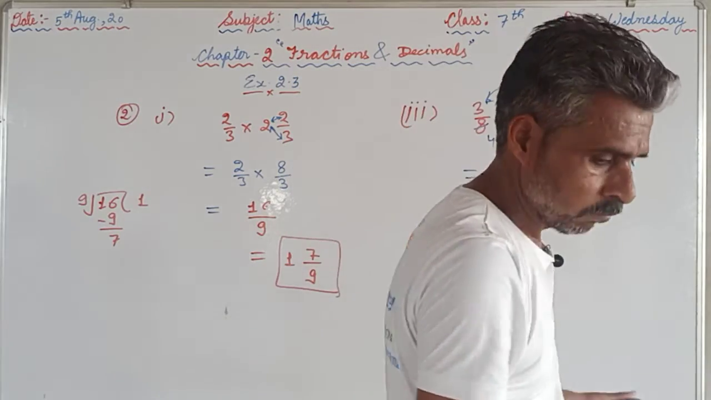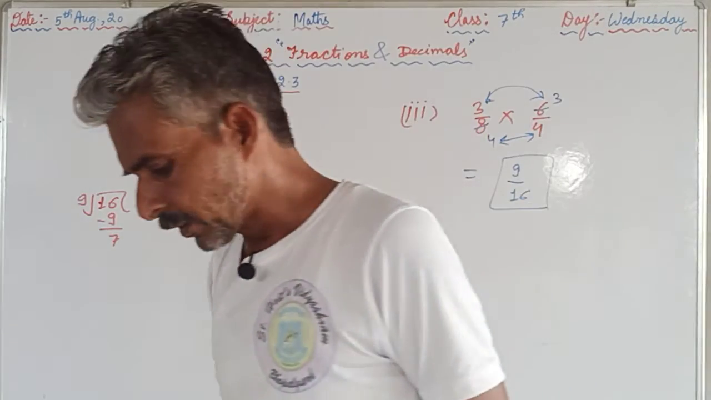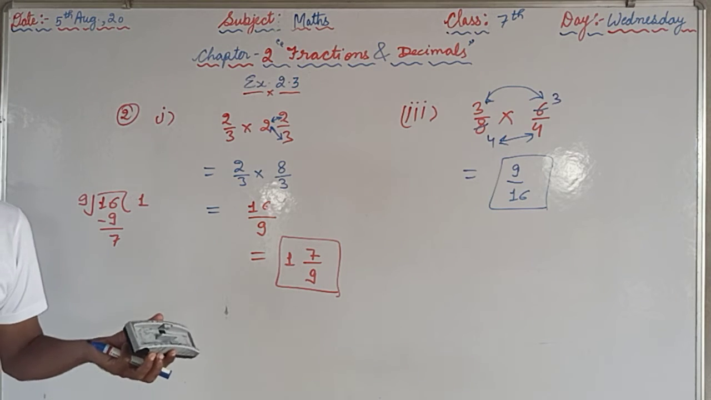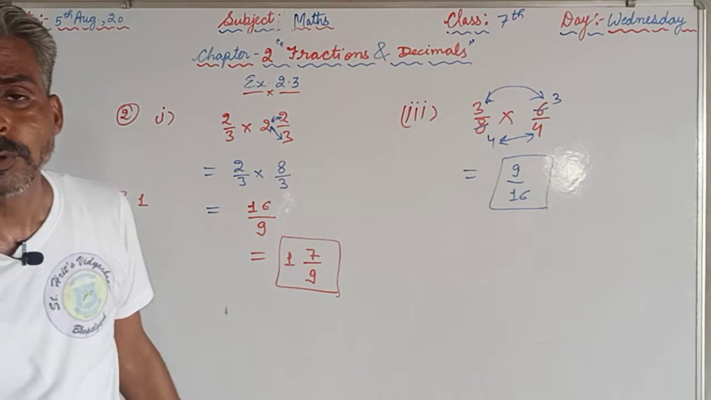That is already in the proper fraction, so there is no need to convert it, or there is no need to reduce, because that is already reduced. How to reduce the fraction to the lowest form?